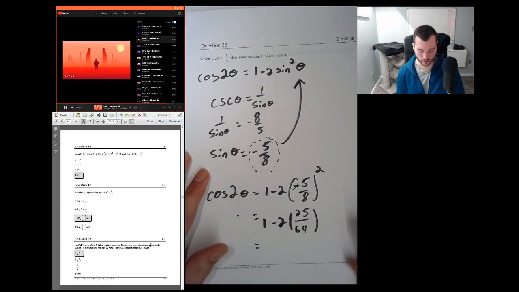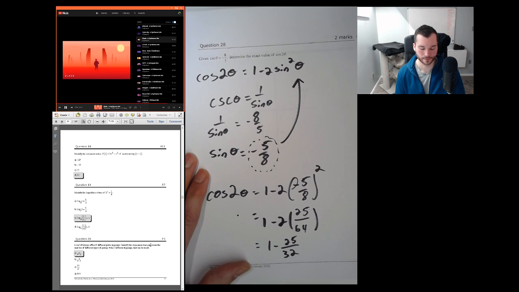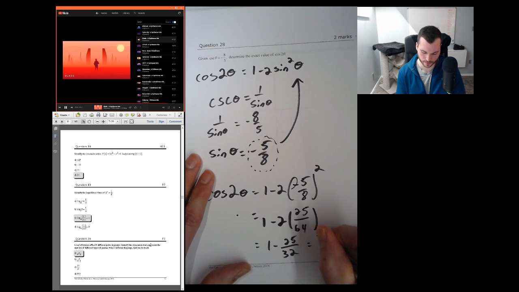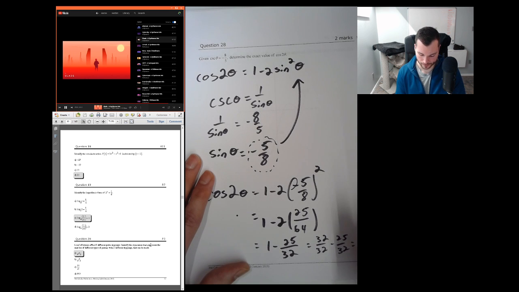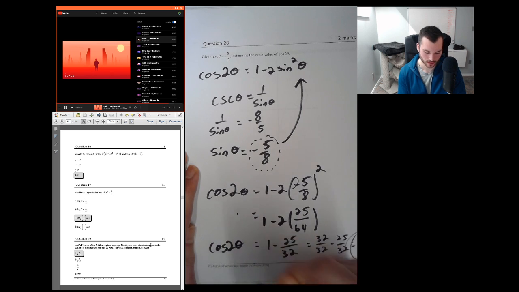Oh man, I'm gonna run out of room. That was stupid of me. 1 subtract 25 over 32. Just did a nice little simplifying there with the 2 and the 64. And then we're gonna get 32 over 32, subtract that. I'm gonna have to put it over here. 25, 2. That's a number 7. There we go. And that is cos 2 theta.